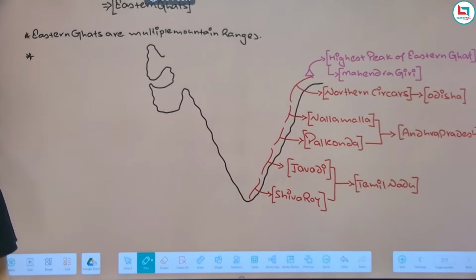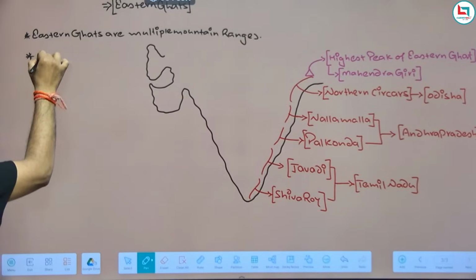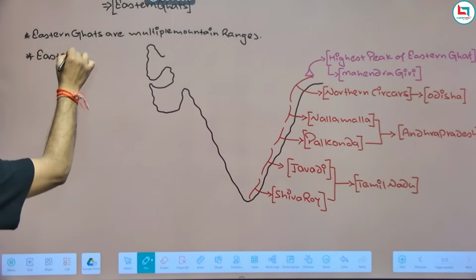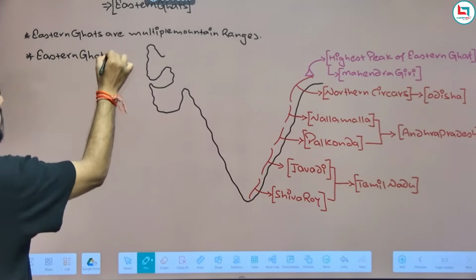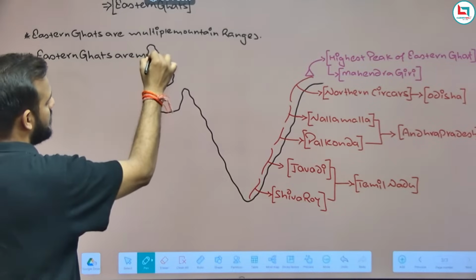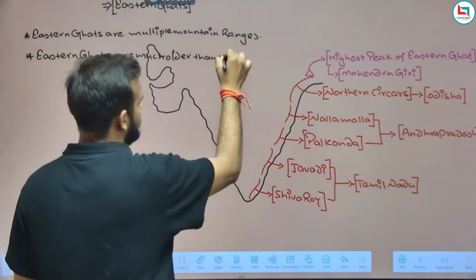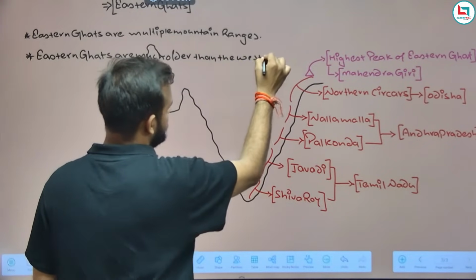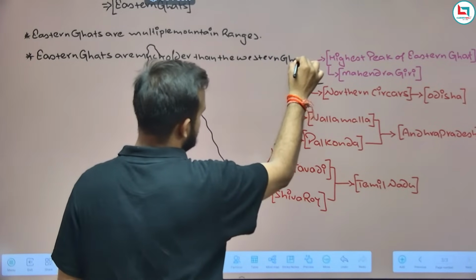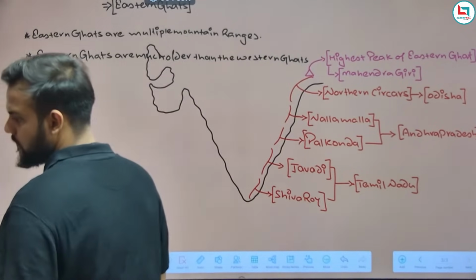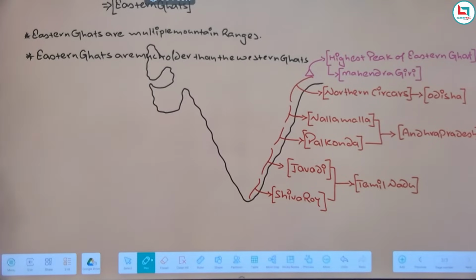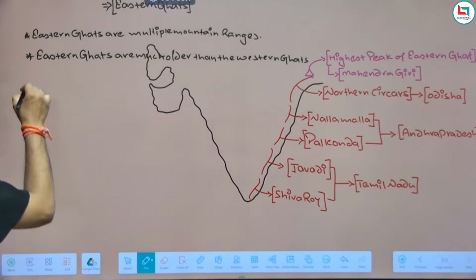The next thing is that Eastern Ghats are much older than the Western Ghats. When we talk about their age, it is approximately 100 million years old. Okay, Eastern Ghats are approx 100 million years old.